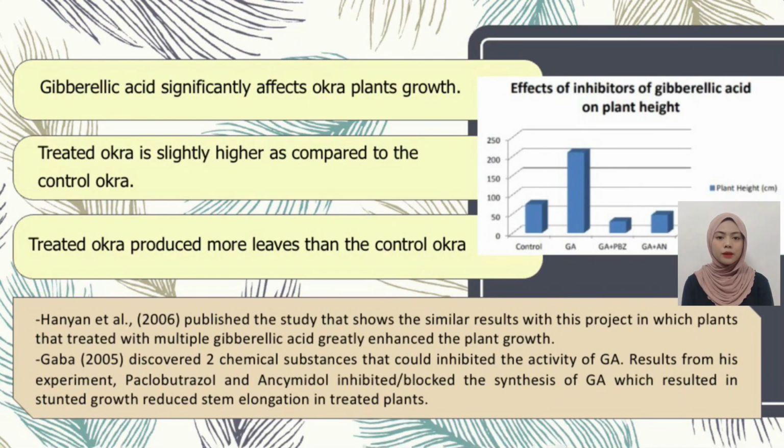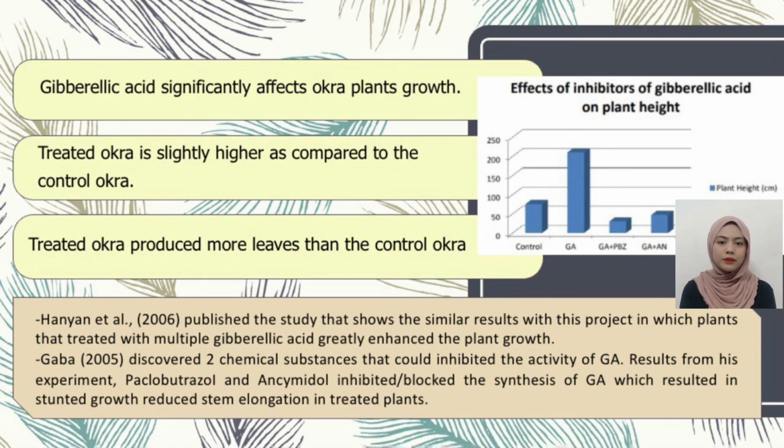Here we discuss the result of this project, which shows that gibberellic acid significantly affects the growth of the okra plants. In terms of height, the treated okra plant is slightly higher compared to the control okra, and in number of leaves, the treated okra plant produces more leaves compared to the control okra. So here we clearly see the influence of gibberellic acid on particular plants.